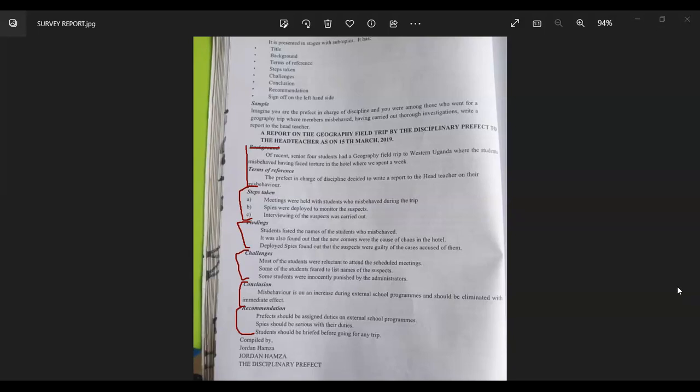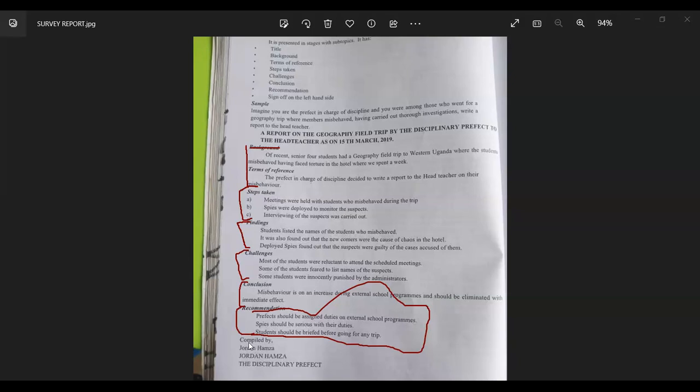And the recommendations, you must be telling us how you wish some of these problems can be solved. Whatever caused this misbehavior of students out there, how can it be solved? For example, this person says students should be briefed before going for any trip. Spies should be serious with their duties. Now, this is you giving recommendations to help solve the problem. A report cannot be written where there is no problem. There is always a problem. Therefore, there must be some challenges to talk about, and there must be some recommendations to help solve that problem.